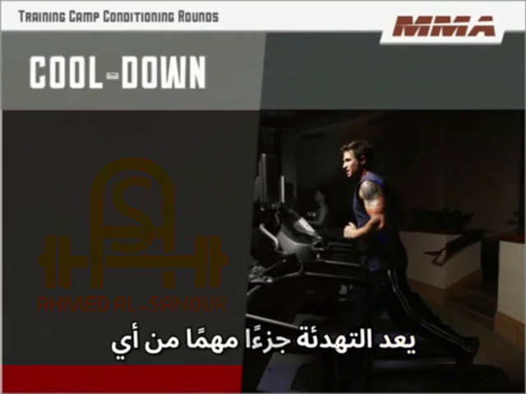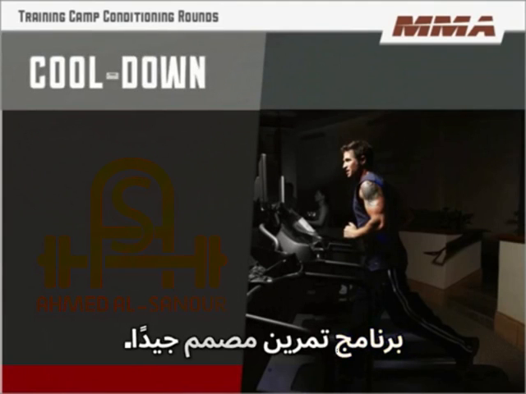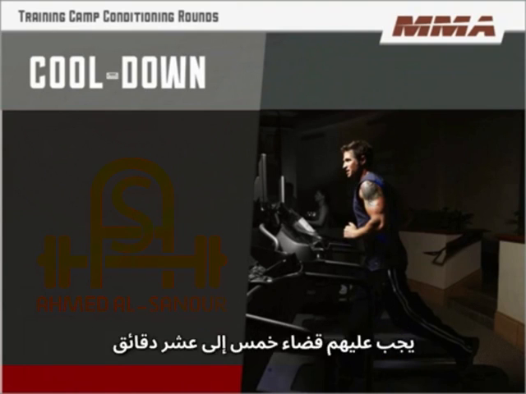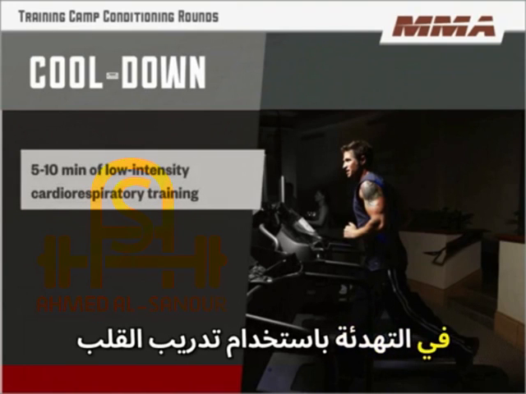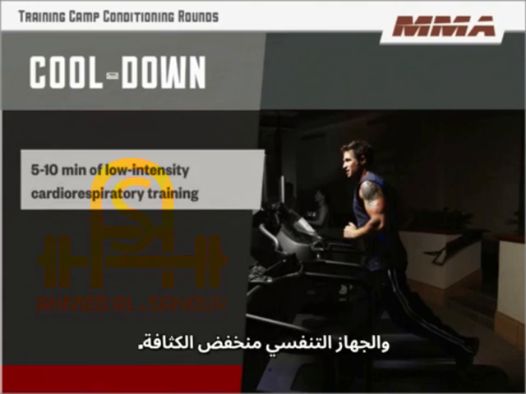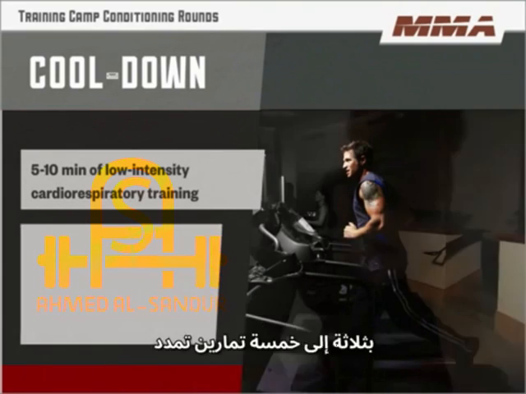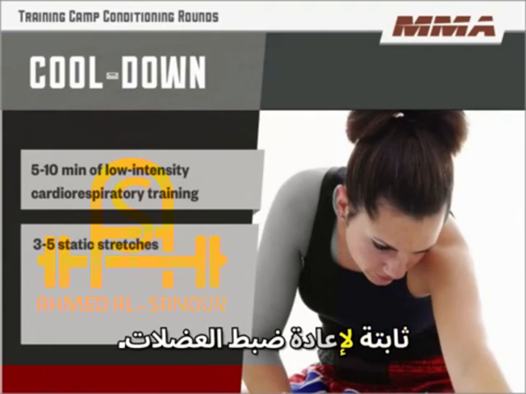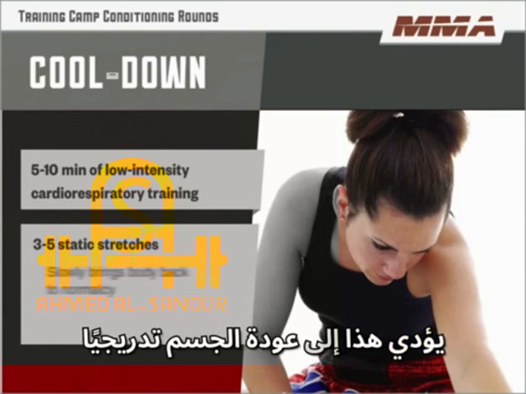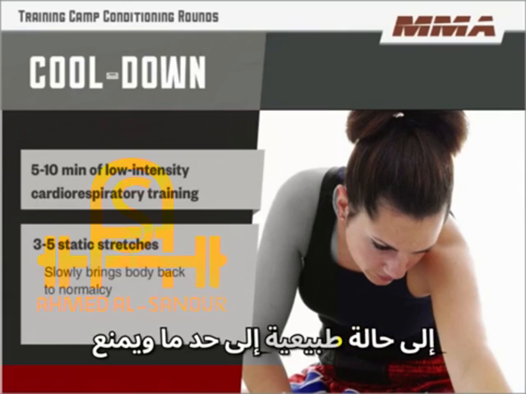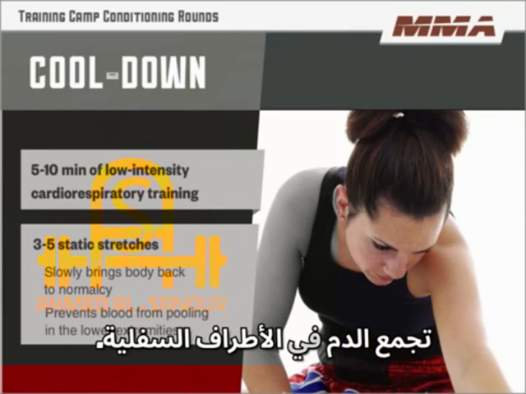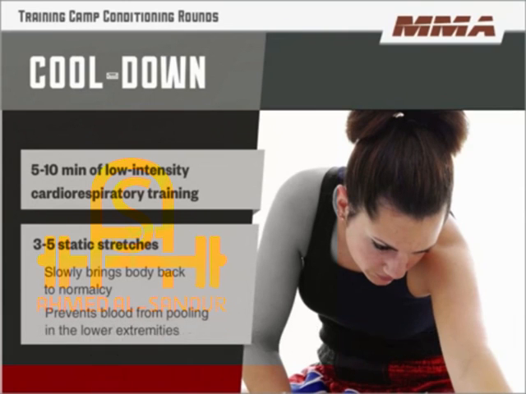A cool down is an important part of any well-designed exercise program. Once clients complete a workout, they should spend 5 to 10 minutes cooling down, using low-intensity cardiorespiratory training. Also, clients need to do 3 to 5 static stretches to reset muscles. This slowly brings the body back to some sense of normalcy and prevents blood from pooling in the lower extremities.